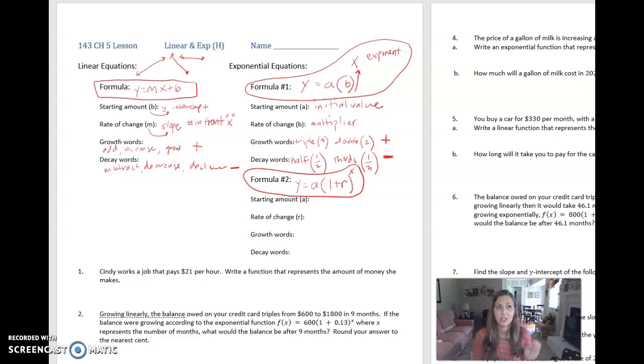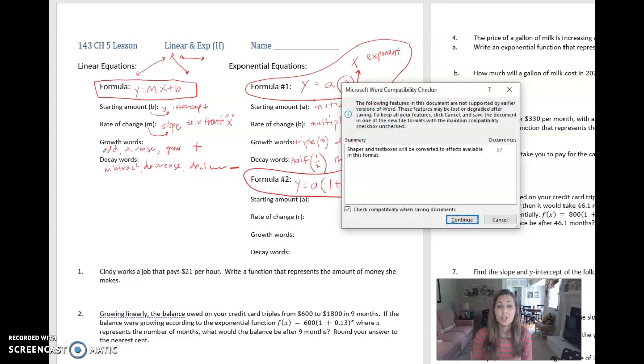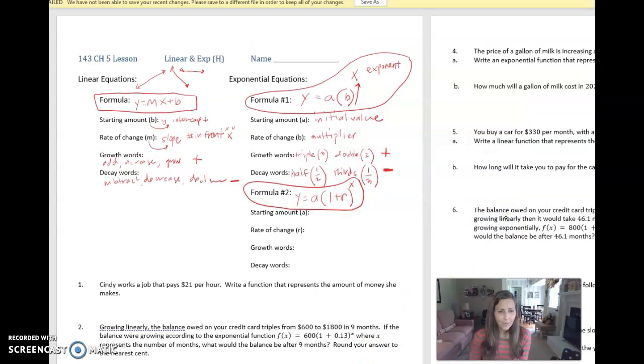When you put these in your calculator, you're going to have to practice making sure you know how to use your calculator and raise something to the power of x. Okay. Our starting amount, same thing we've had in all the other ones. Our starting amount is the initial value. So where did this situation, whatever mathematical problem you're given, where did it start?